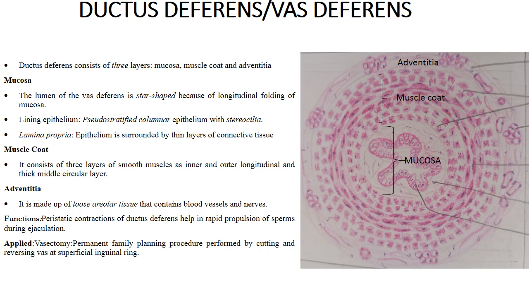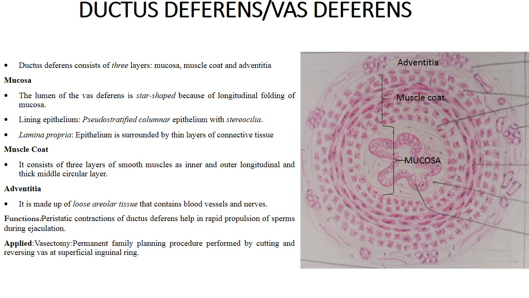So the mucosa: the lumen of the vas deferens is star-shaped because of longitudinal folds of mucosa, and the lining epithelium is pseudostratified columnar epithelium with stereocilia. And the epithelium shows two types of cell. There are tall columnar cells with stereocilia. They extend from basal lamella to the lumen of ductus deferens, and the basal cells are short. They rest on the basal lamella and they act as germinal cells. Then there is lamina propria. The epithelium is surrounded by a thin layer of connective tissue which forms the lamina propria.